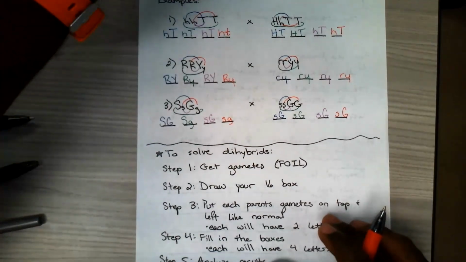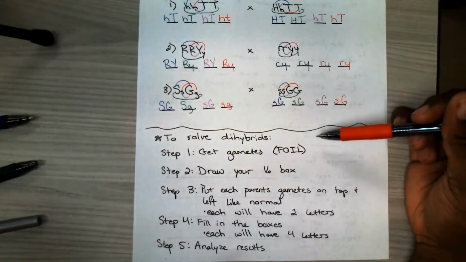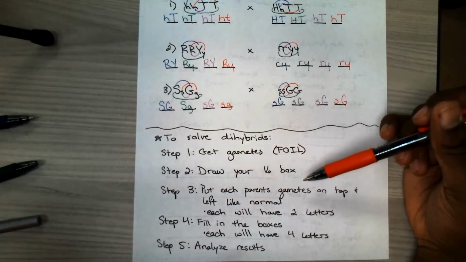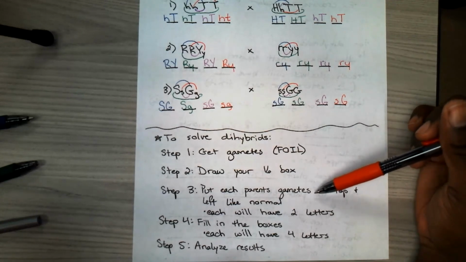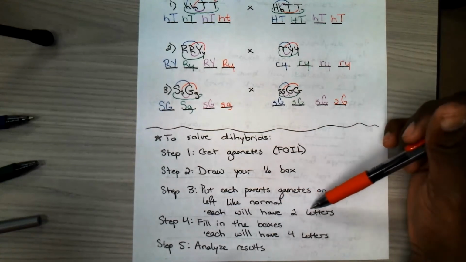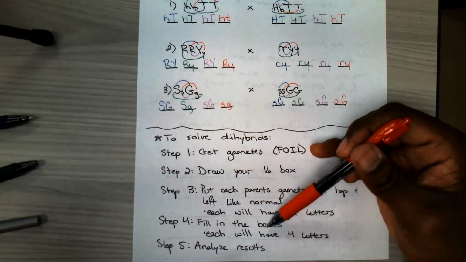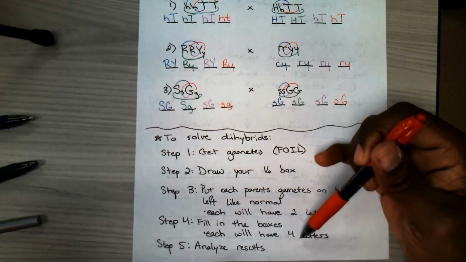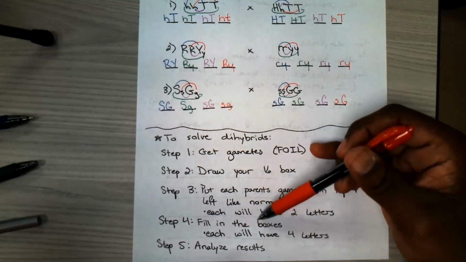So here are the steps to solve a dihybrid. So first thing is you're going to get your gametes. You're going to go foil, just like we did here. You're going to put each parent's gametes on the top and on the left, just like we normally do. So each one will have 2 letters. Next, you're going to fill in the boxes. Now, inside the boxes, we're going to have 4 letters. The last step, you're going to analyze the result.